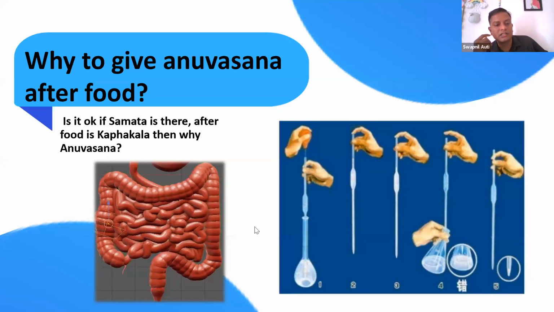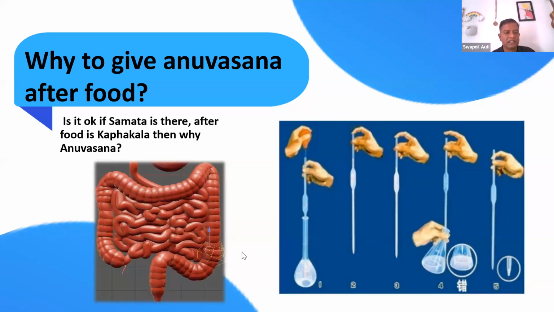Then if there is samta, what to do? Samta increases after administering of the food. Samta increases. Then why are we going for anuvasana? So it may be wrong. So the logic behind it is the anuvasana is basically meant for utleshan of dosha and increase of snigdha guna in the body. It is basically a shamana effect. It is having shamana effect on the body and it does the utleshana.